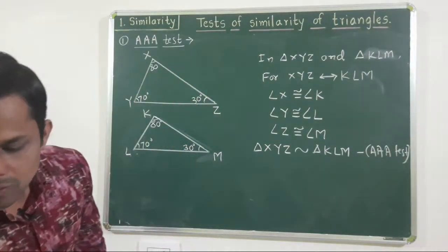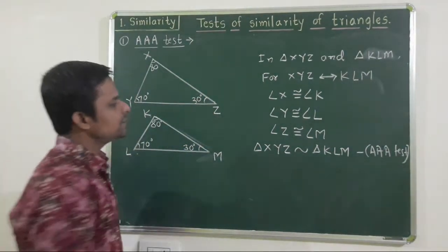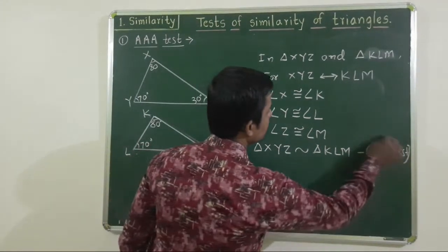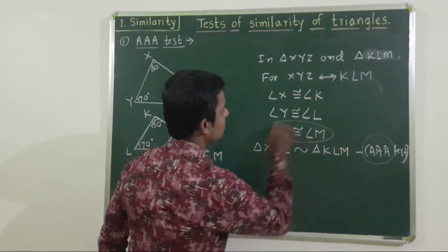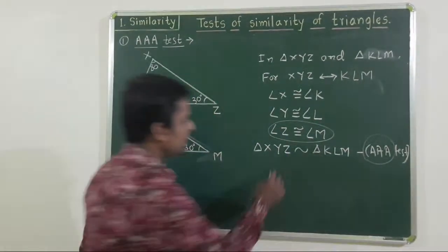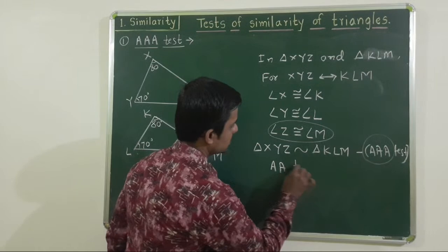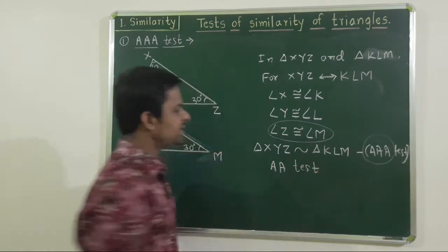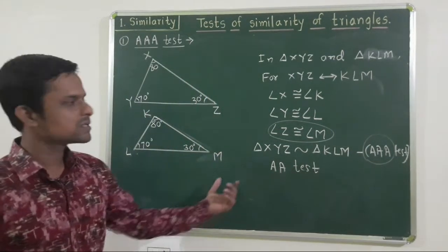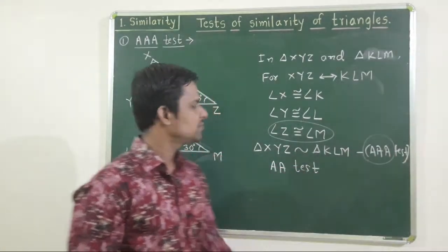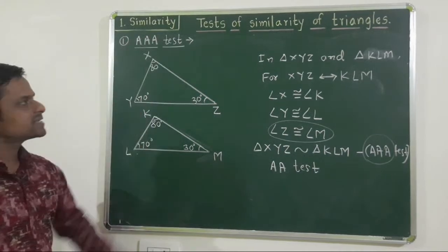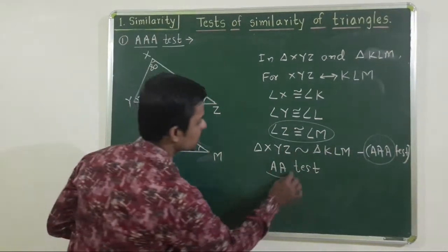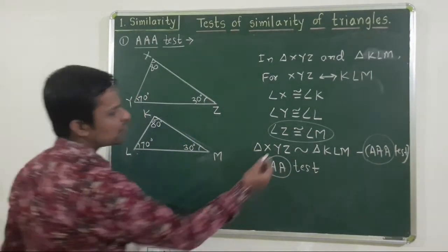But in practice, while solving examples, we will not use this AAA test, since there is no need to write this third pair. Simply the AA test is enough. We will not use the AAA test. We'll use only the AA test. This AAA test gets converted into the AA test, meaning we don't want the third A.